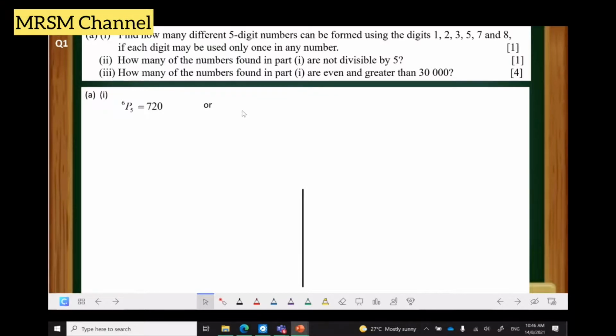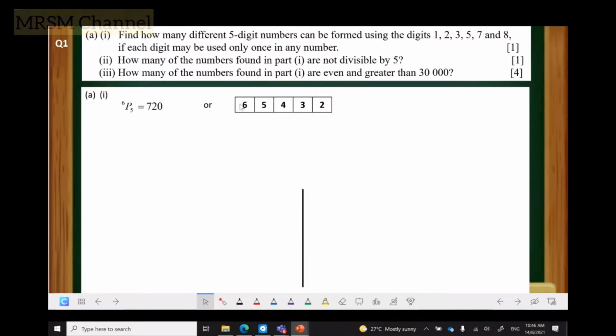Alright, so principle of multiplication ni maksudnya you tak nak guna formula 6p5, nak susun. So kita susun dia. Buat kotak, okay, ada 5 kotak. Alright, so you have to fulfill the column one by one. Alright, so for the first column, you have 6 choices. Because we have 6 digits. It's either you want to put 1, 2, 3, 5, 7 or 8. So we have 6 choices.